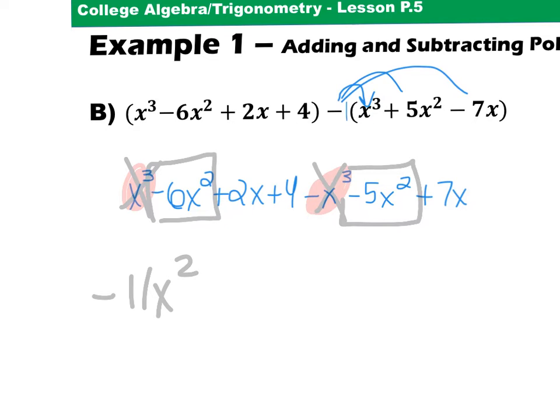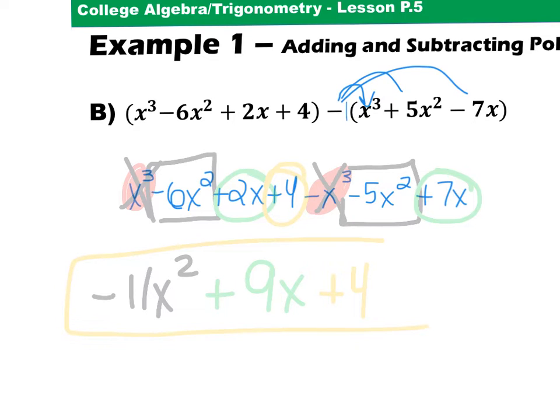You guys have got to really focus on your signs. So I have positive 2x and a positive 7x. Gives me what? Positive 9x. Great. And then what am I left over with? Plus 4. If you don't distribute that negative in the very first step, your whole problem is going to be wrong. So just make sure you guys are paying attention to that, please.